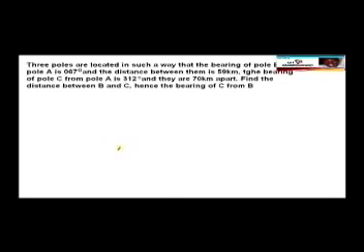Three poles are located in such a way that the bearing of pole B from pole A is this. Now let's see. We're going to do some sketch here. This is pole A. It's represented with the cardinal points because it talks about a location. And the bearing of B from A is 67. Actually, 67 degrees is somewhere around this point here.